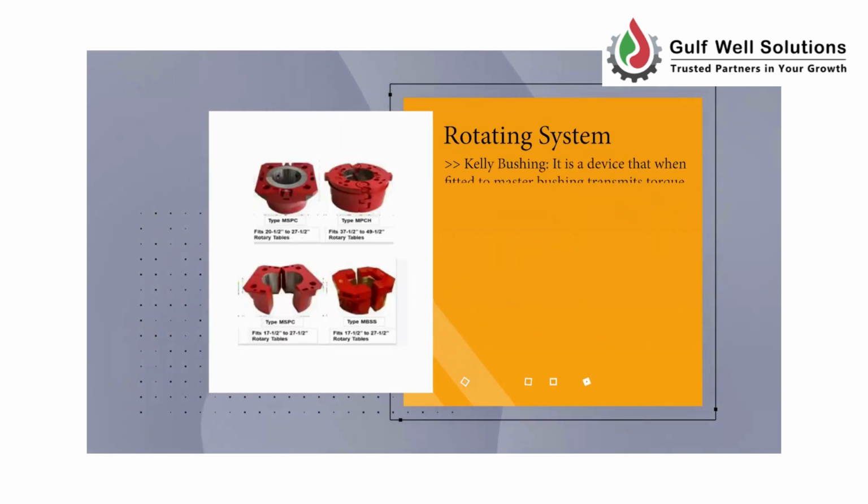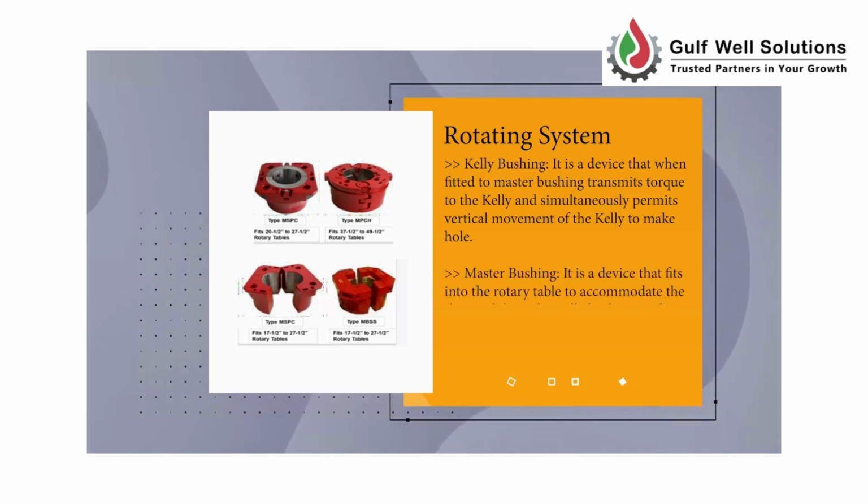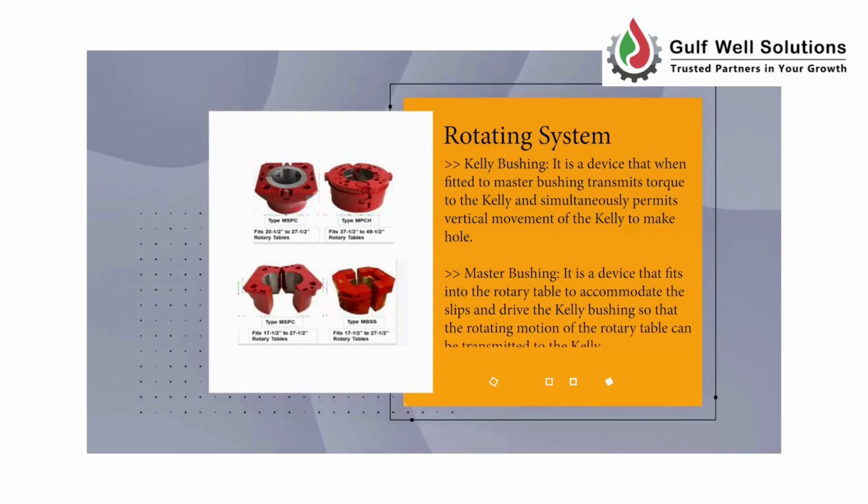Kelly bushing. It is a device that when fitted to the master bushing transmits torque to the Kelly and simultaneously permits vertical movement of the Kelly to make pull. Master bushing. It is a device that fits into the rotary table to accommodate the slips and drive the Kelly bushing so that the rotating motion of the rotary table can be transmitted to the Kelly.